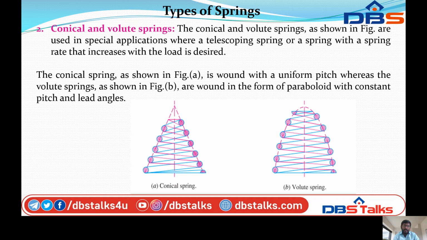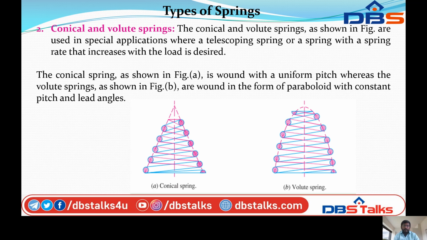So next, another type of spring, conical and volute spring. A conical and volute spring, as shown in the figure, is used in special applications where a telescopic spring or a spring with a spring rate that increases with the load is desired. So the conical or volute spring is a telescopic spring. The conical springs are shown in the figure here.